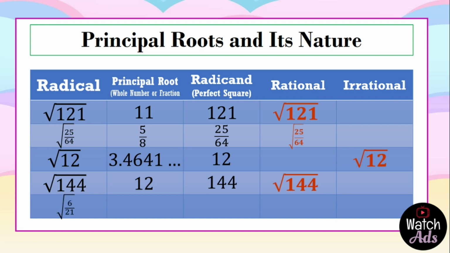For our last example, we have the square root of 6/21. 6 is not a perfect square, and 21 is also not a perfect square. Its principal root is 0.2857 and so on. It is not a perfect square, therefore it is irrational. And that ends our lesson in principal roots and its nature.